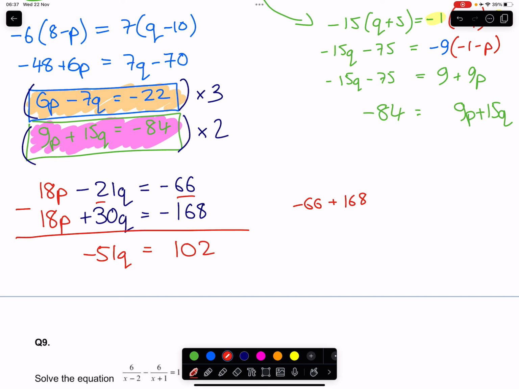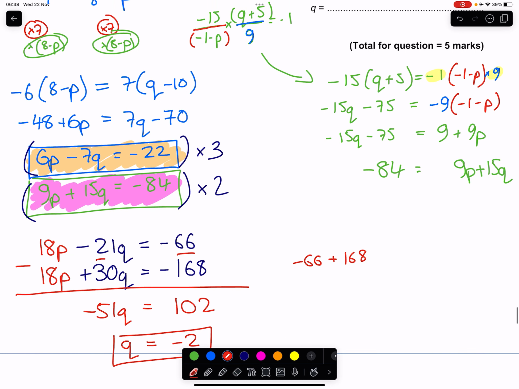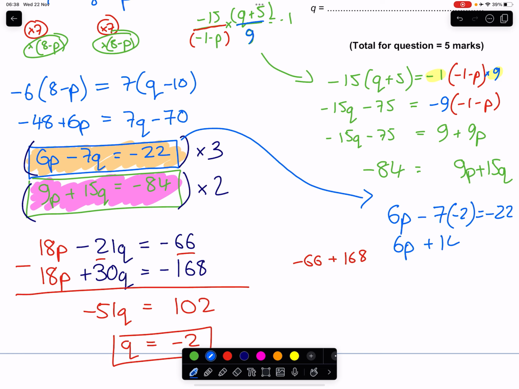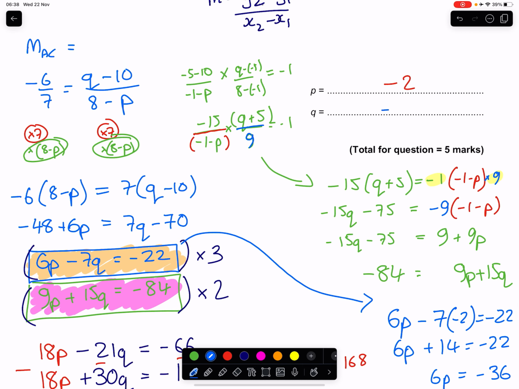After that, we get q on its own by dividing both sides by minus 51, and that will give us q is minus 2 as one of our answers. And then p, I can sub that back into either equation. It doesn't matter which one. I'm going to pick the blue one because the numbers are smaller. So 6p minus 7q, q being minus 2, so I sub that in. It's minus 22. I then have 6p plus 14 is minus 22. Take away 14 from both sides. Divide both sides by 6. And that gives me my answer. P is minus 6 and q is minus 2.